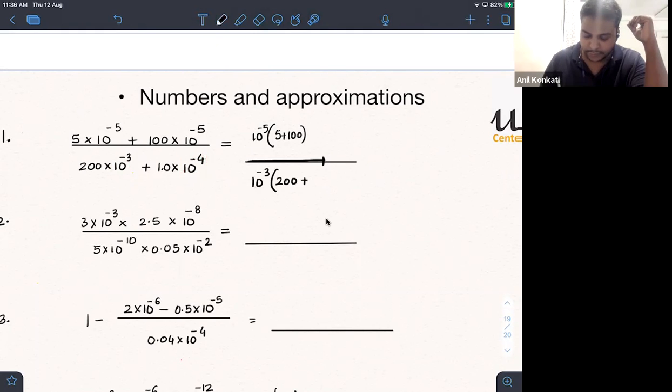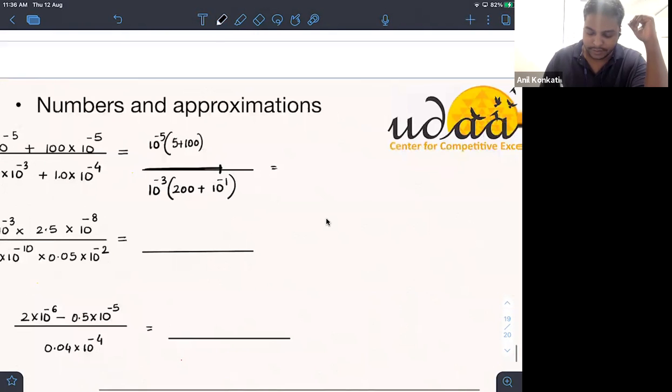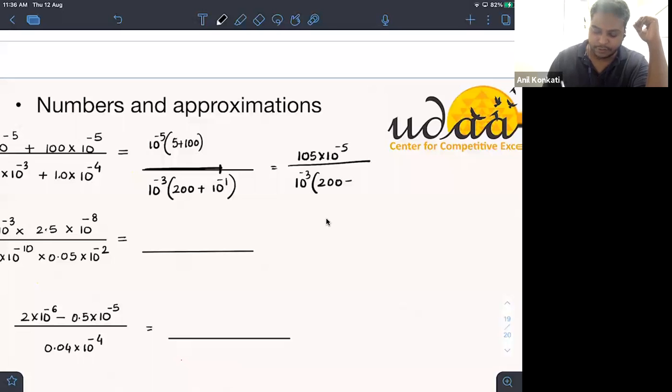10 raised to power of minus 4 मतलब 10 raised to power of minus 1 यहाँ पे रह गया. So which makes it 105 into 10 raised to power of minus 5 divided by 10 raised to power of minus 3 into 200 plus 10 raised to power of minus 1 का मतलब क्या होता है, 0.1 ना, that is 0.1.